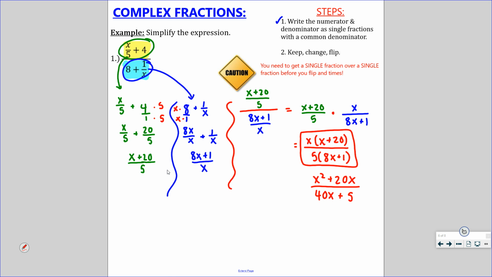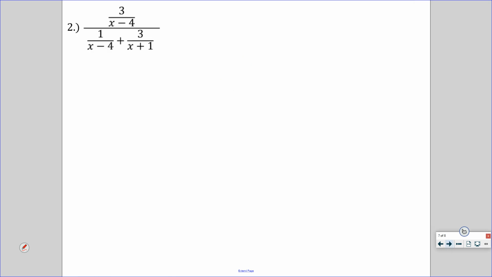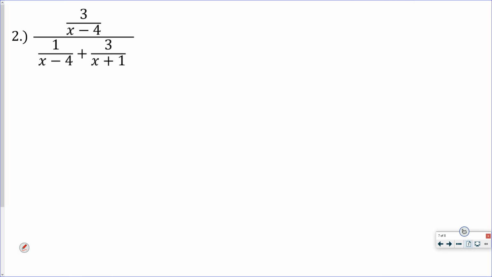Okay, there's one. We have 2 left. They get a little harder. Yeah, little. But did everyone understand that process? Yeah. Write them each as a single fraction, keep, change, flip. All right. The nice thing about this one is look at my numerator. Already a single fraction. Holla. That one's done. My denominator, however, not a single fraction. I'm going to have to do some work here.